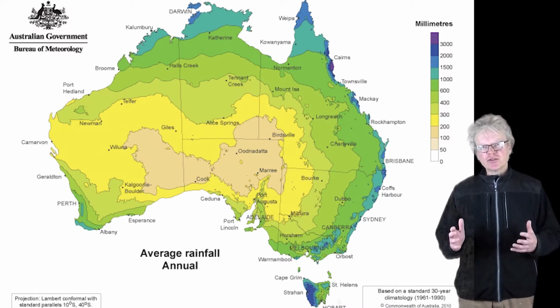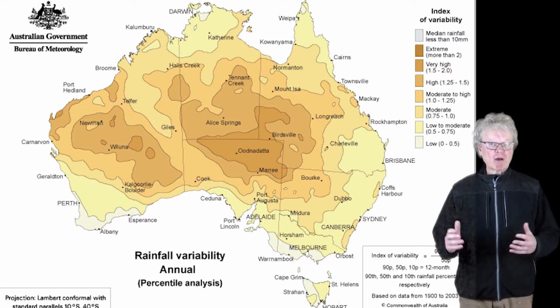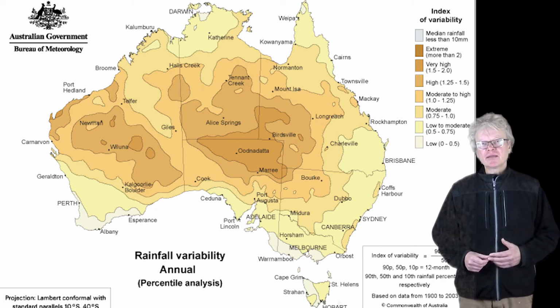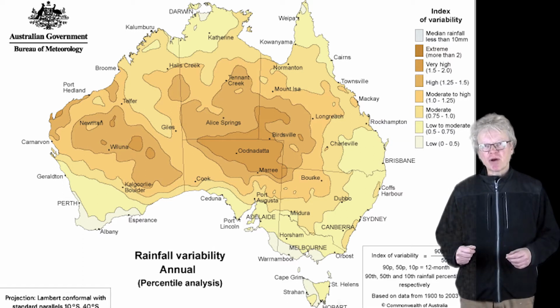But the distribution of rainfall is not the only interesting thing. You can also look at the variability. Rainfall doesn't fall the same every year. Averages are really very rare. And as we know, Australia is a land of drought and flooding rains, and that really reflects its variability.